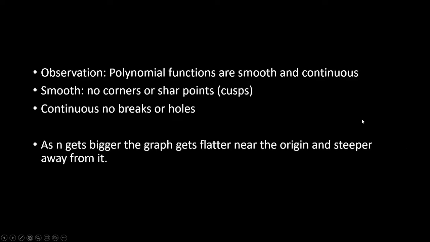So this is the observation. Polynomial functions are smooth and continuous. And what does the word smooth mean? It means there are no corners or sharp points, and it's continuous with no breaks. As n gets bigger, the graph gets flatter near the origin and steeper away from it.